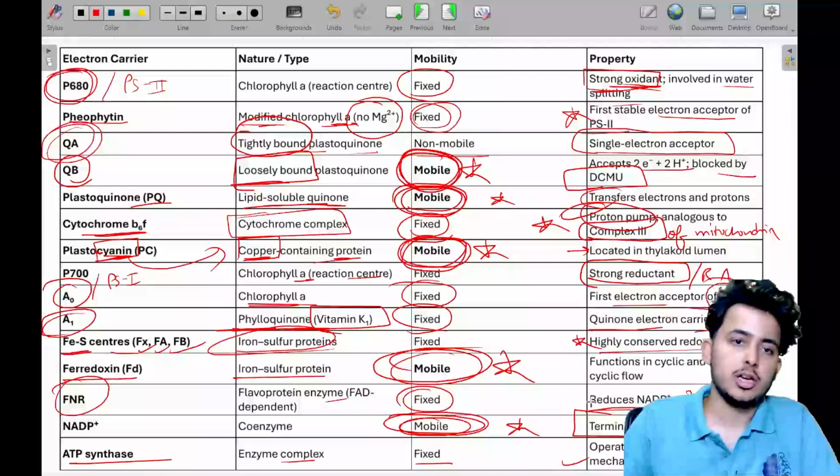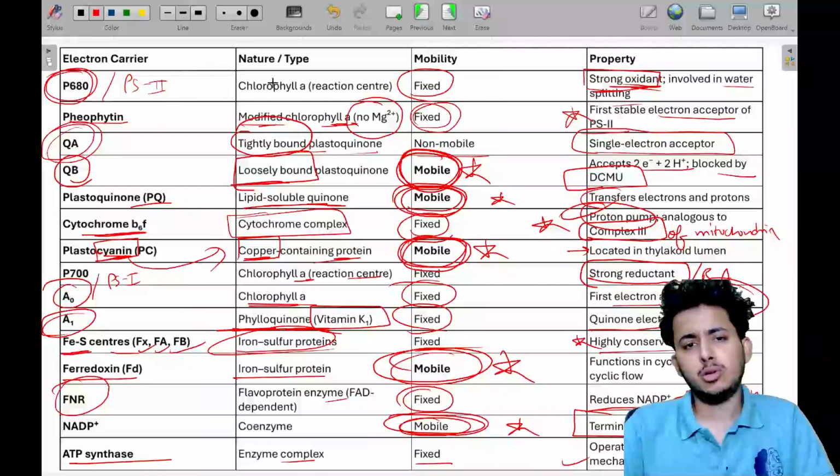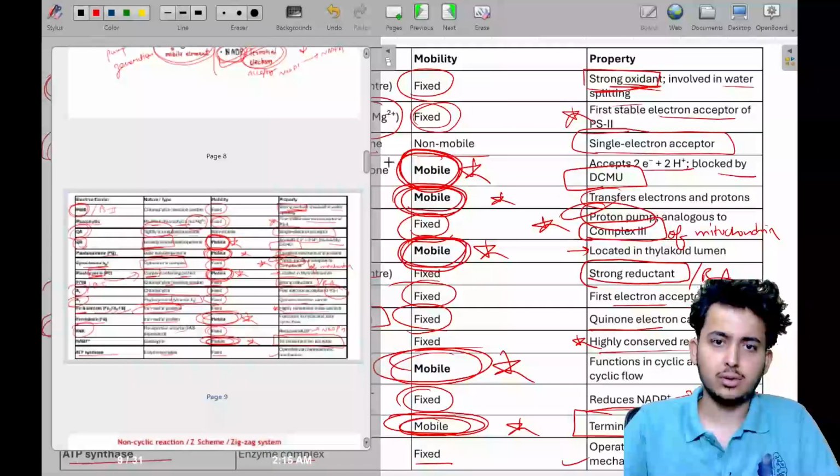operates via the chemiosmotic hypothesis. So this is a very important table. You need to learn this table. It summarizes everything for you.